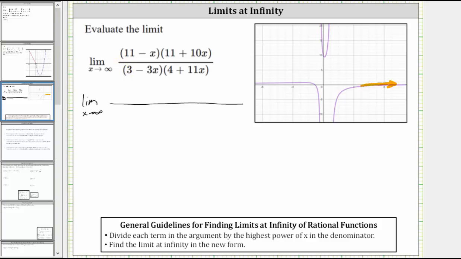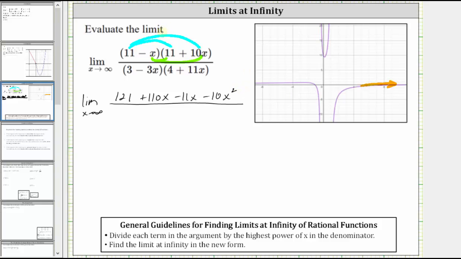Multiplying in the numerator, we first distribute 11 into the second binomial, and then distribute negative x into the second binomial. 11 times 11 is 121. 11 times 10x is 110x, giving us plus 110x. Distributing negative x times 11 is negative 11x or minus 11x. And then we have negative x times 10x, which gives us minus 10x squared.